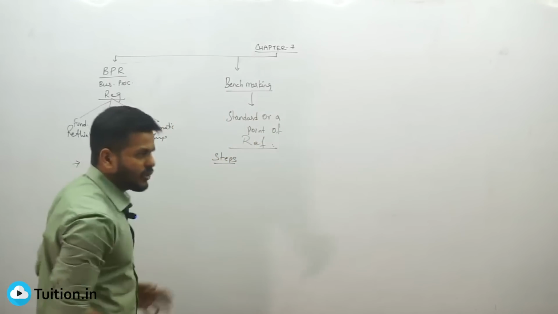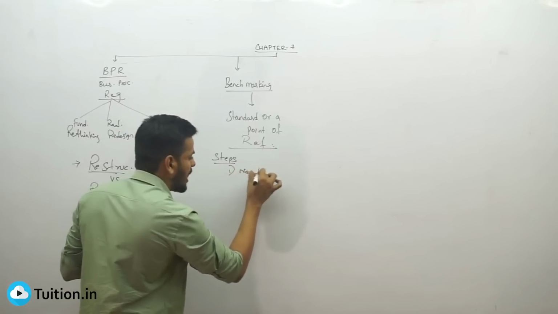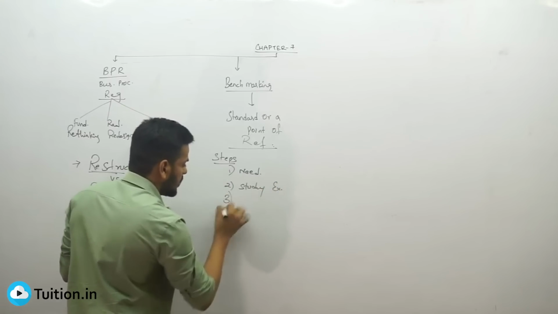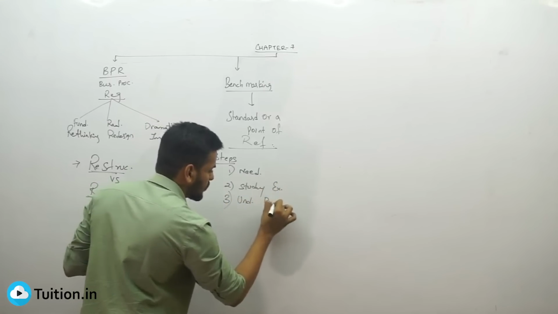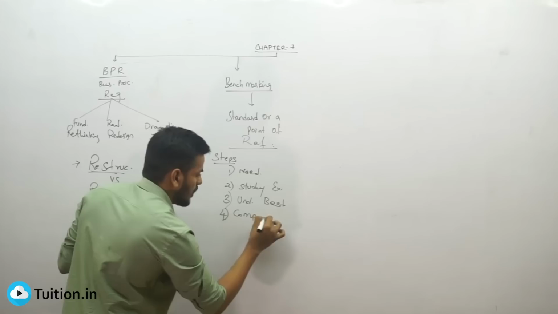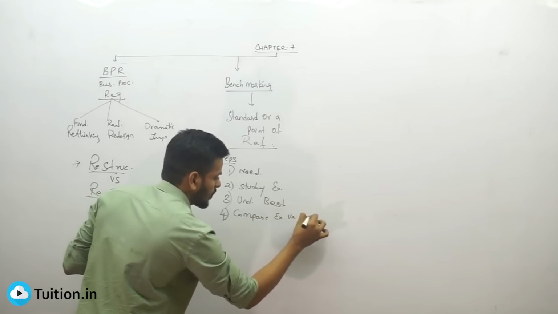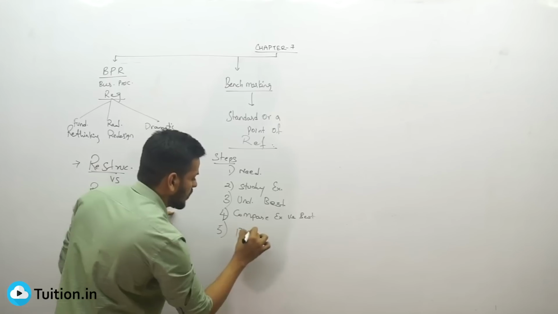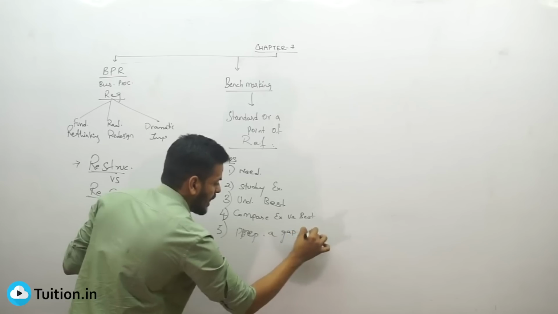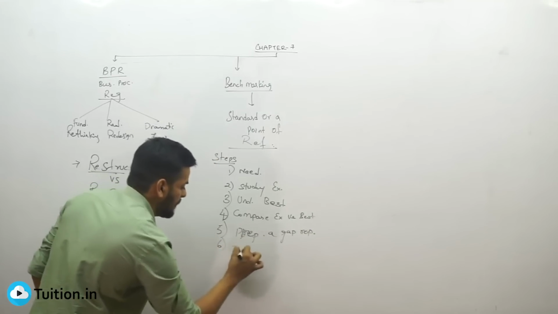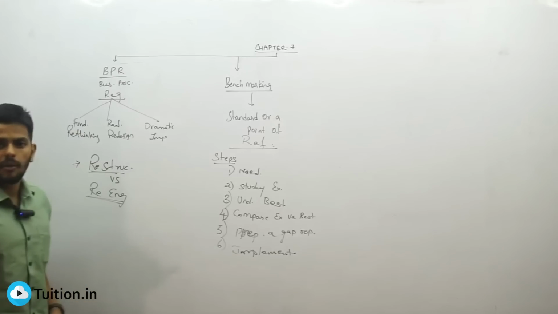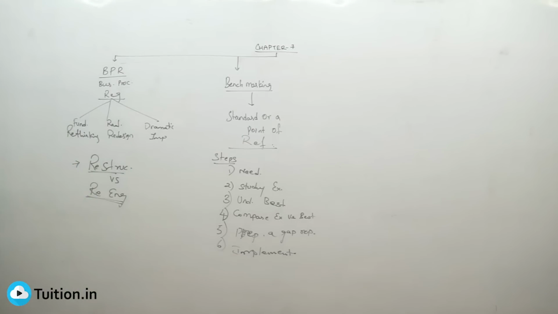It's very simple. First, identify the need for a benchmark. 2, study existing process. 3, understand best business process. Understand the best. So 2 and 3 you compare existing versus best. Prepare gap report. What is the difference between best and yours? And then lastly, you can go for implementation of that. This is about benchmarking.